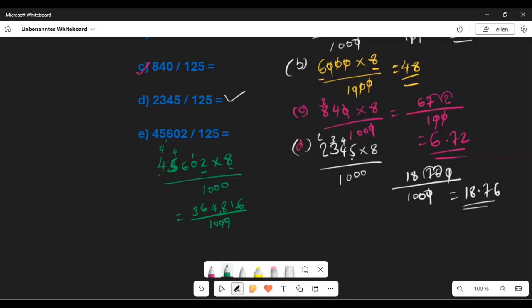If we cancel the 3 zeros here, now we have 1, 2, 3. We create decimal places so that we have our answer 364.816. Yes, so that is what I wanted to share with you. I want to share with you how to divide a number by 125 easily without a calculator.